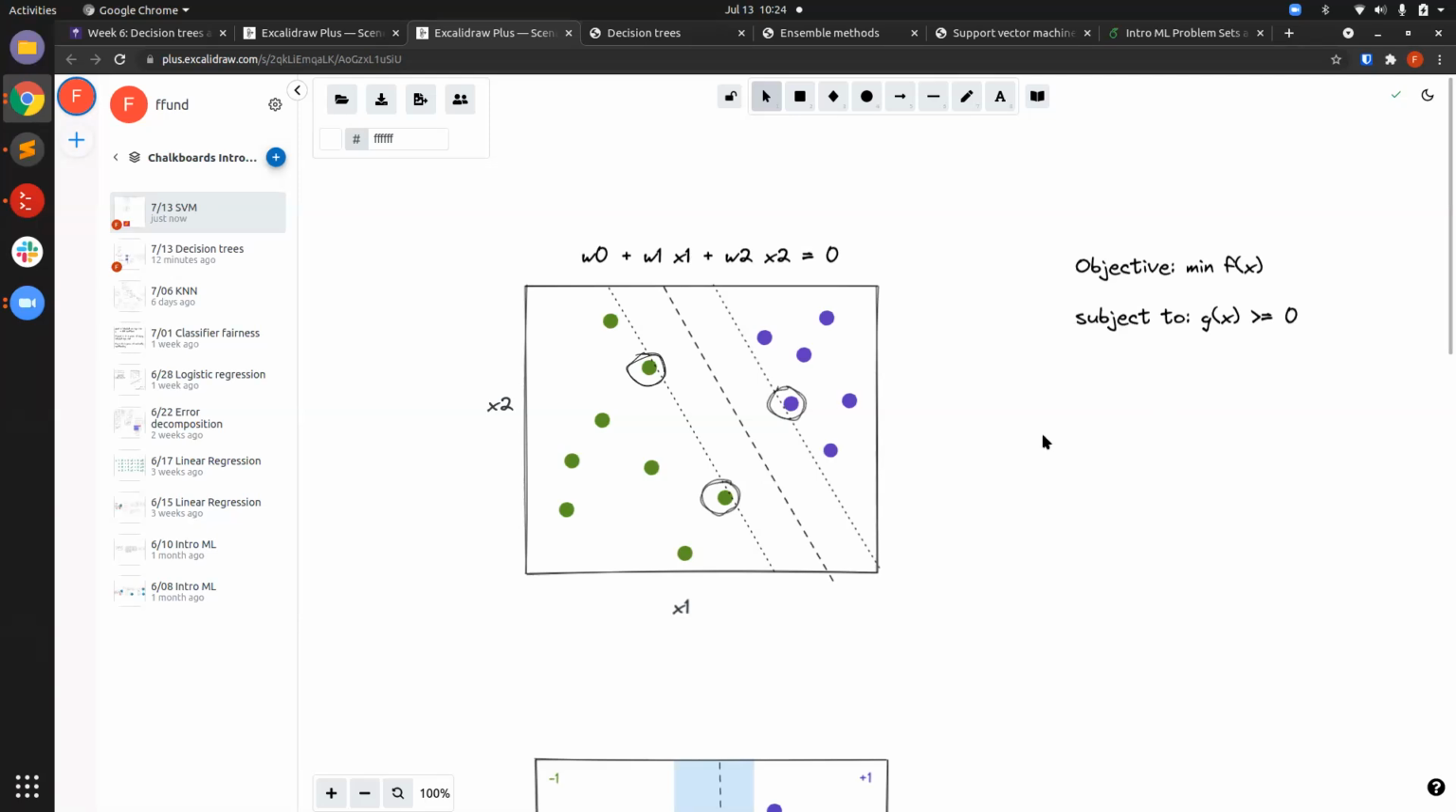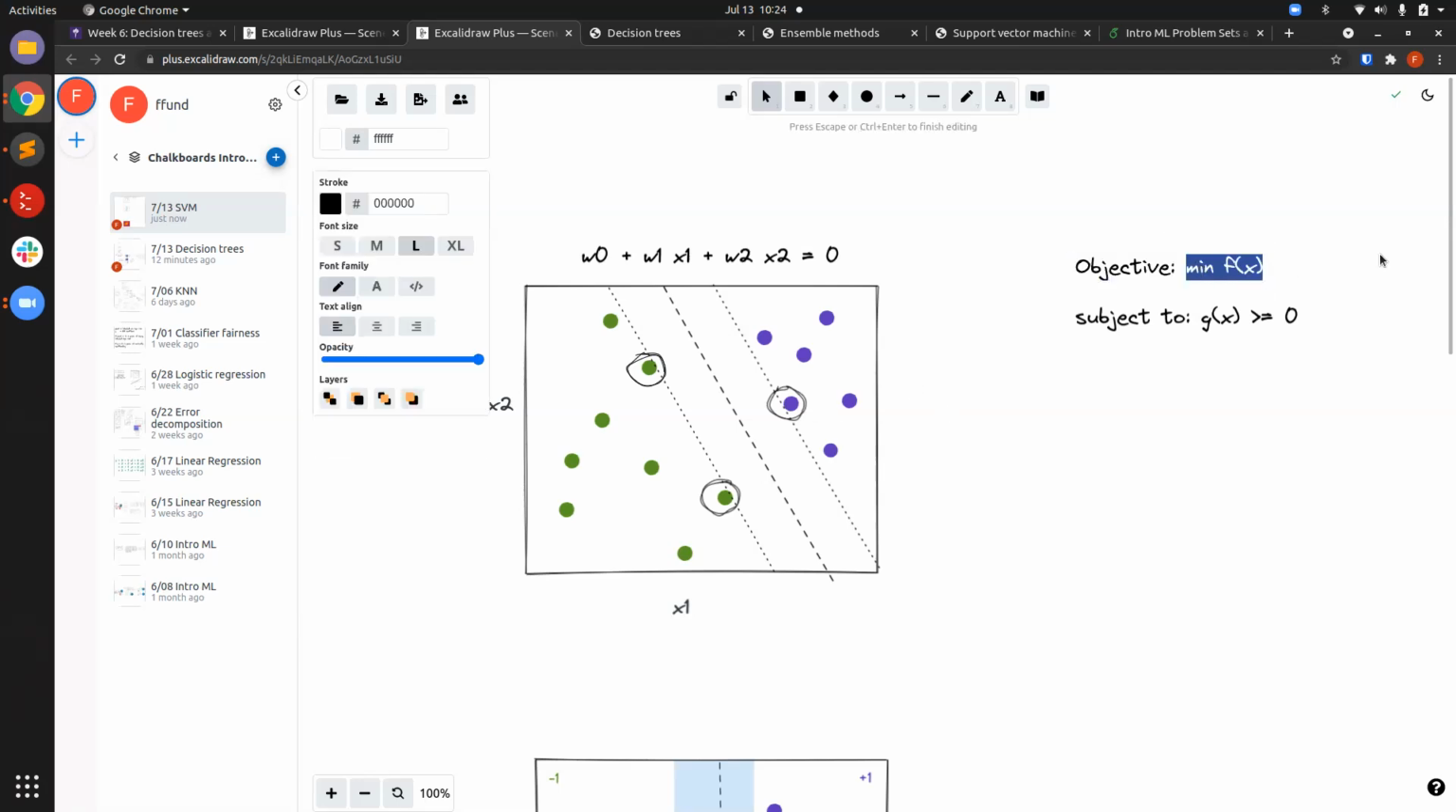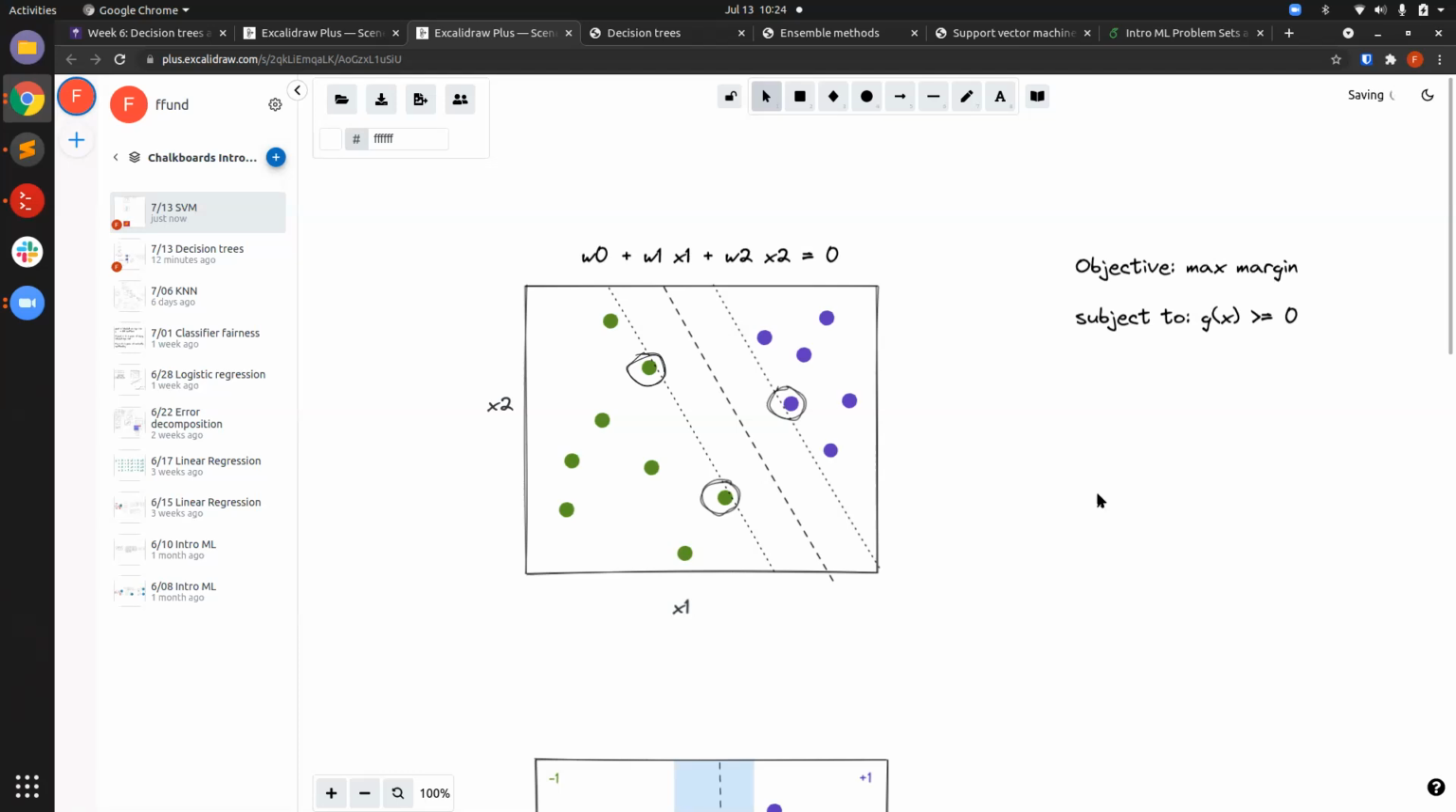Well, the objective has to do with the margin. I'm not sure what minimum difference between margins means. So we said the maximal margin hyperplane is the one that has the largest margin. So let's just say we want to maximize the margin. And what is that subject to?